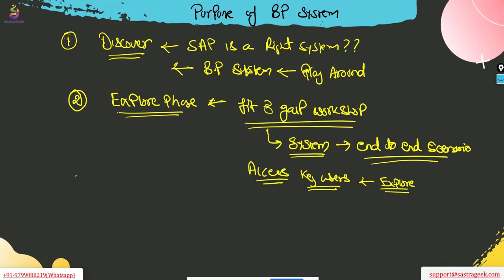Now, as we say that in the discover phase your client or the business can go ahead and use the system. Although there would be configurations, master data, a model company and everything, still if business users or key users who are not consultants are using it, they will require some handholding. Okay, so they would require better documentation. They would require a step-by-step guide.